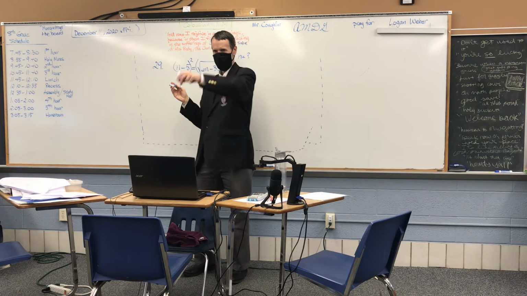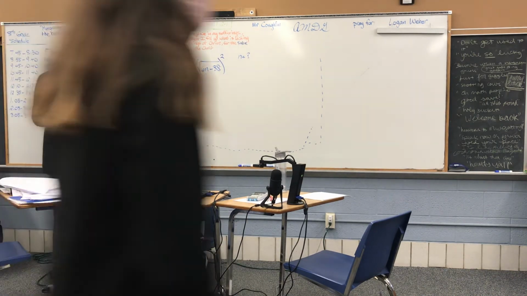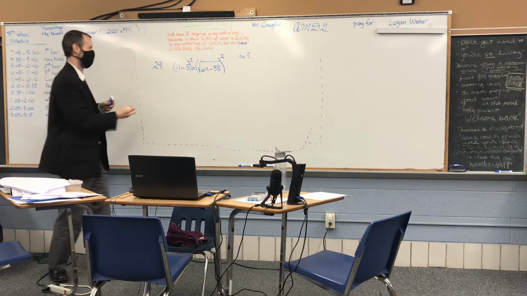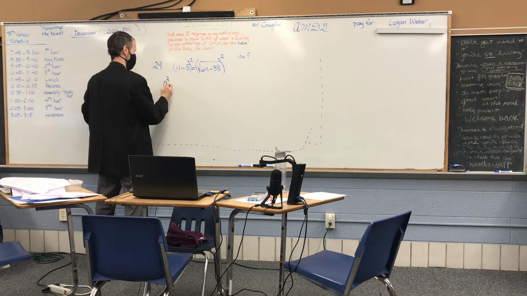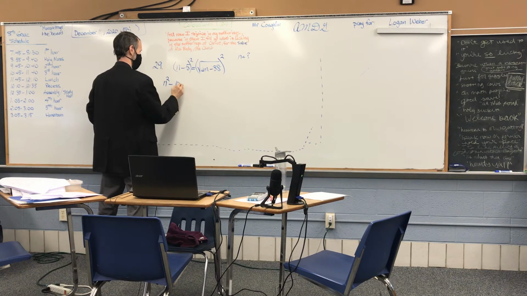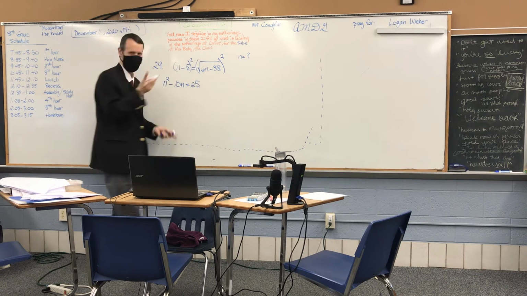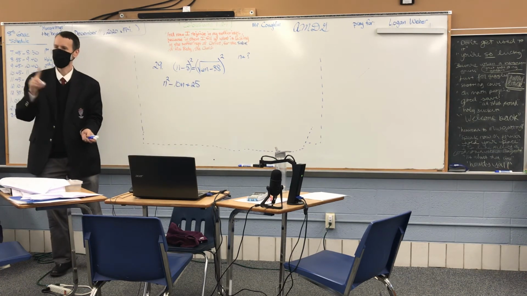Can I go to that one? Oh, sorry, go ahead. Can we do the left-hand side for me? Yeah, Elijah. N squared minus 10n plus 25. Good. Square the first, double the product, square the last.